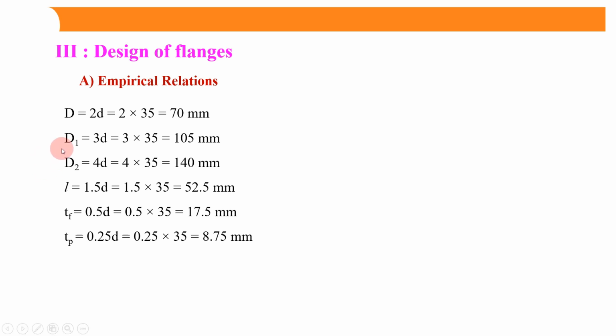The empirical relations are: capital D is equal to twice d, that is 2 into 35, that is 70 mm. D1 is equal to 3d, that is 105 mm. D2 is equal to 4d, that is 140 mm. Small l is equal to 1.5 times d, so it will be 52.5 mm. tf is equal to 0.5 times d, so it will be 17.5 mm, and tp is equal to 0.25 times d, which is 8.75 mm. So see guys, we have fixed all these dimensions using empirical relations from the calculated diameter.